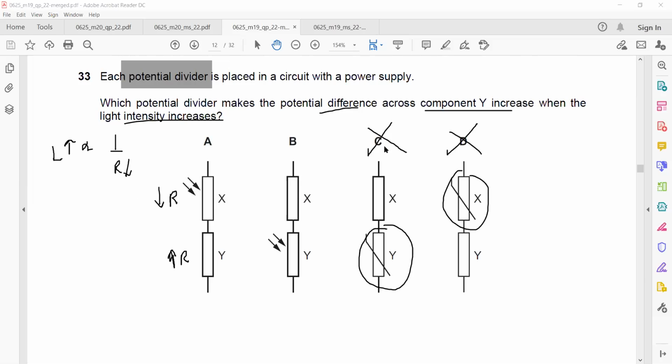For A, at Y the voltage will be higher, and the question only asks which potential divider makes the potential difference across the Y increase. So A is the right answer. Why is B not the correct answer? Because if more light intensity, smaller resistance, less resistance, here in comparison more resistance, so more voltage across X and less voltage across Y. But in the question we need more voltage across Y. That's why A is the correct answer.